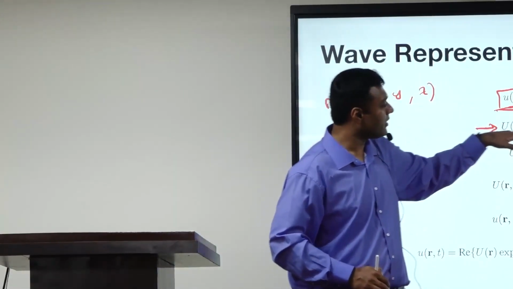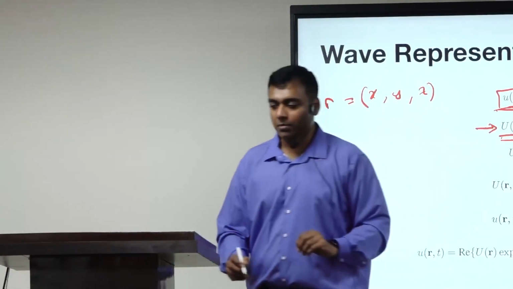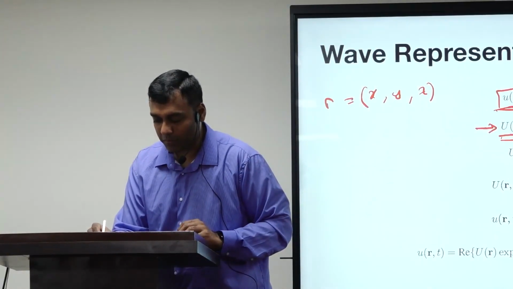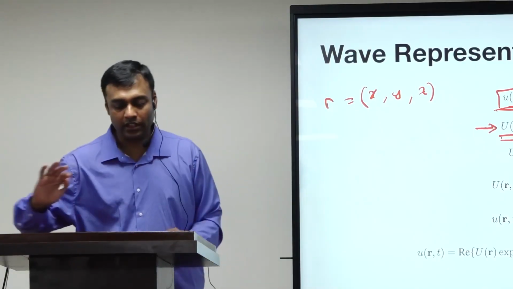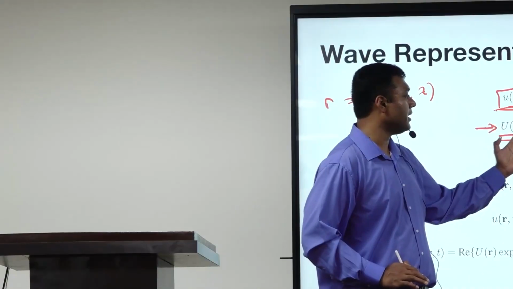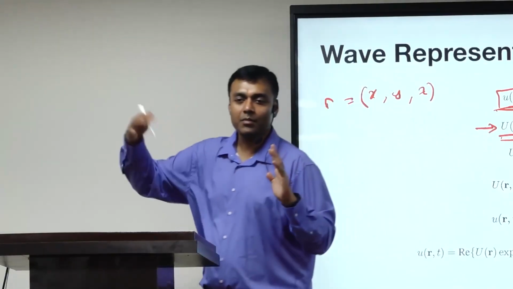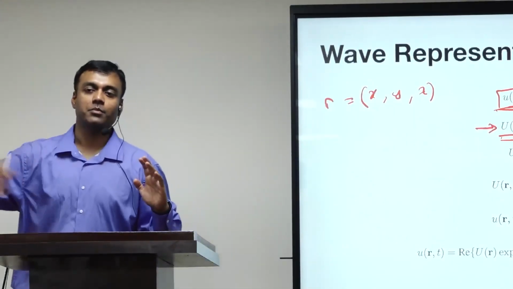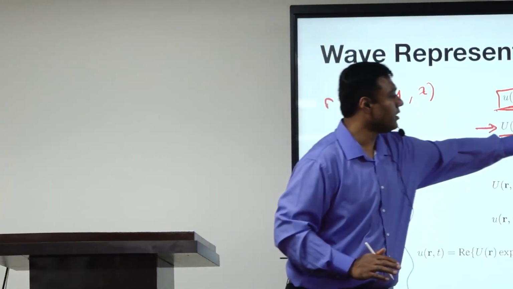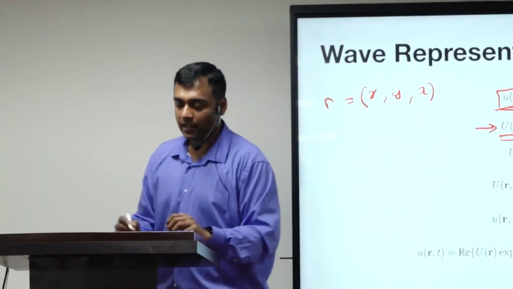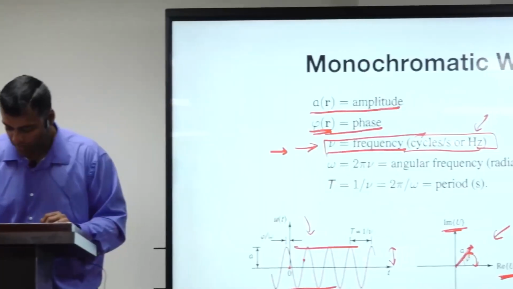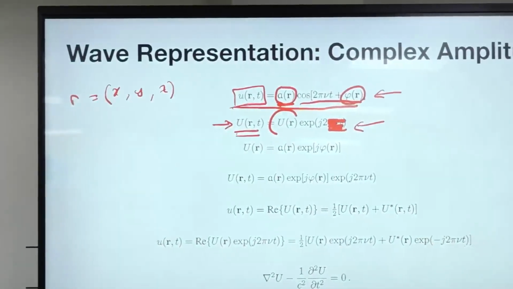But if you look at this equation, for the purpose of solving most problems you can just ignore the right hand side. U of r comma t becomes just U of r. The time component is just an oscillation at some frequency, and therefore it's much easier to deal with this second equation than the first. Okay, so that's the basic idea.